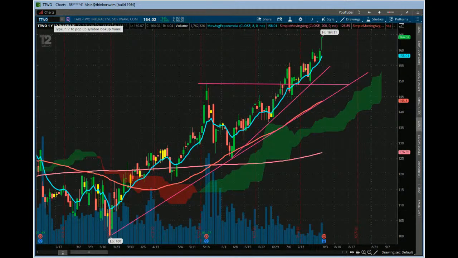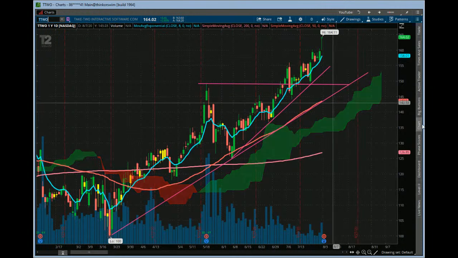Take two. A dragonfly doji on that one, heading into earnings tomorrow after hours. Let's see if we get any activity off of that one.